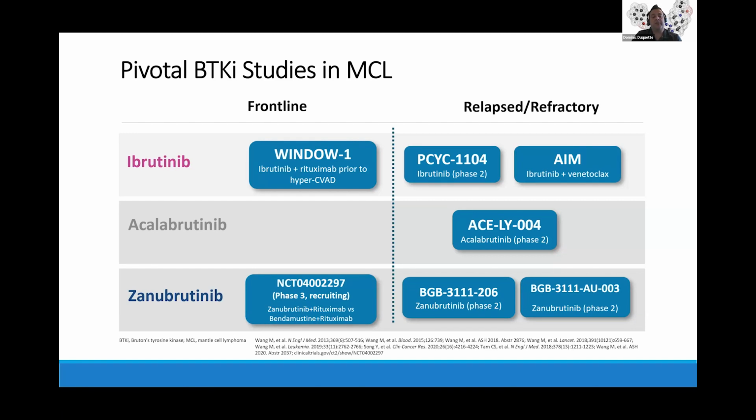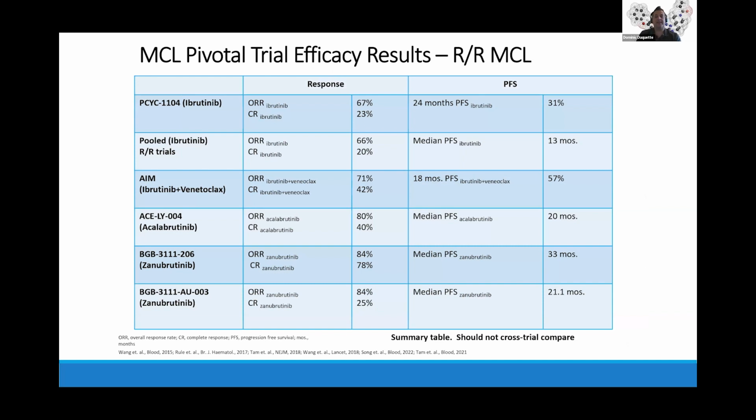So here are the pivotal studies that were done. We don't have head-to-head comparisons for these either. So you can see the results that we have. These are mostly second-line treatments because the first preferred treatment is going to be chemo and stem cell transplant. But we do have about 80% response rates and PFS of 20 to 30 months if I look at the zanubrutinib data.